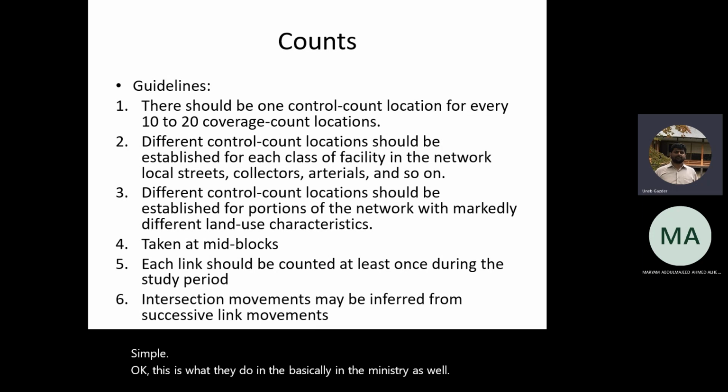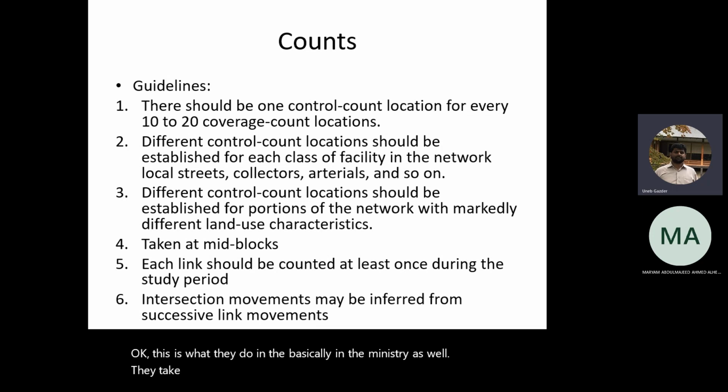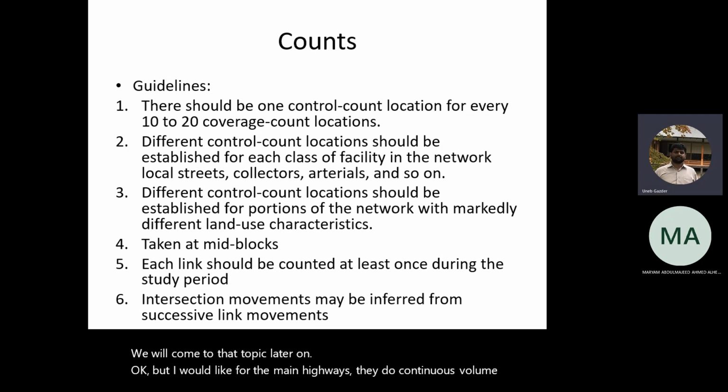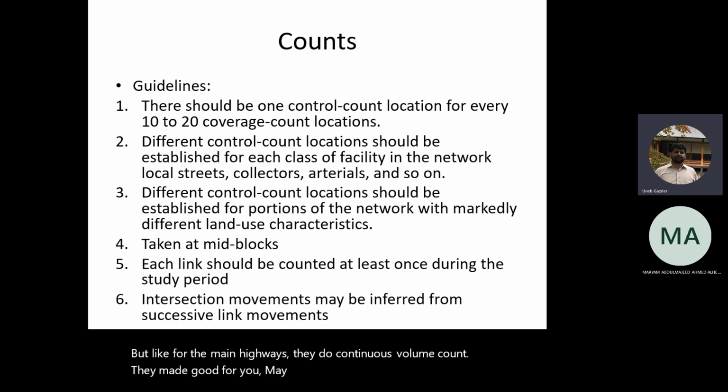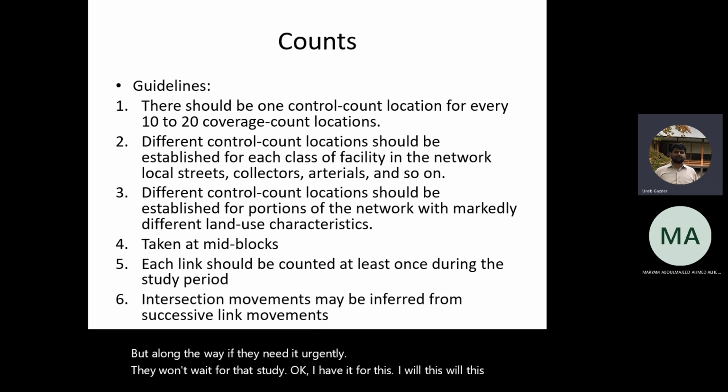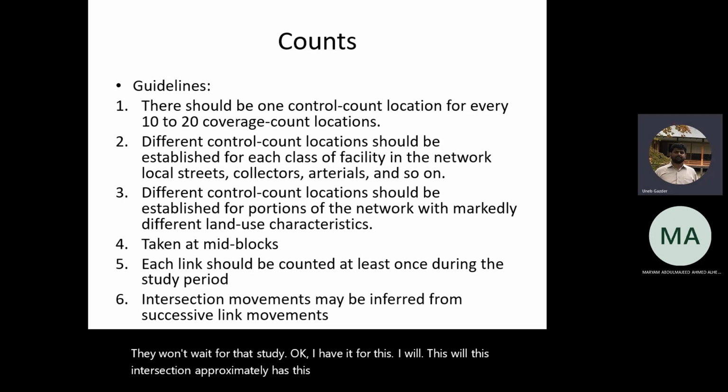They take continuous volume for highways. We will come to that topic later on. For the main highways, they do continuous volume counts. You may have the volume for the entire year. For intersections, they do it sometimes. But along the way, if they need it urgently, they won't wait for the study. They say, I have it for this highway, this highway, this highway. The intersection approximately has this much. It can give you an idea about the total.